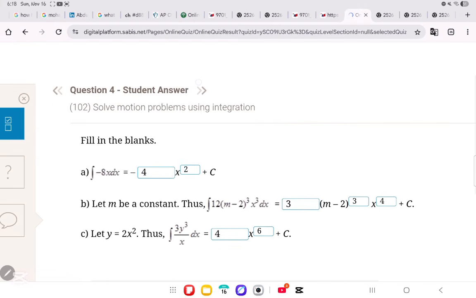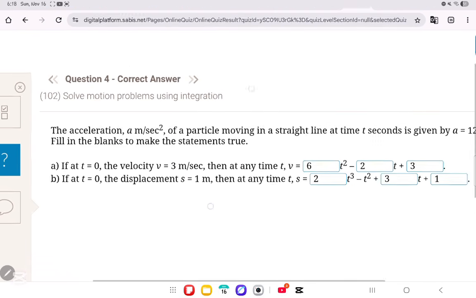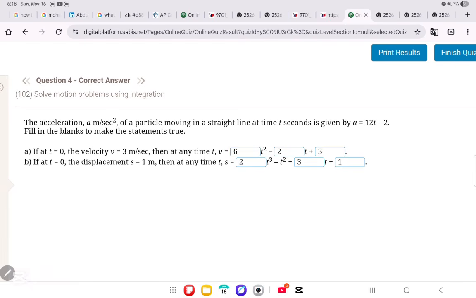We'll move on to question number 4. What does it say? The acceleration of a particle moving in a straight line at time t seconds is given by a equals 12t minus 2. They want the velocity, so we need to do the integration, right? Let us take the integration. Let us do the integration of 12t minus 2.